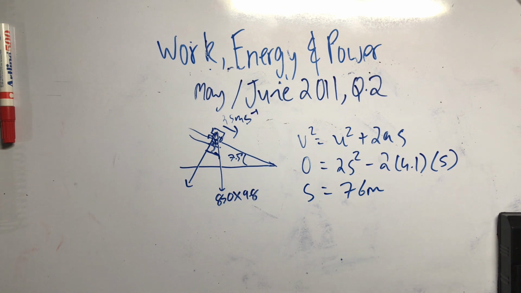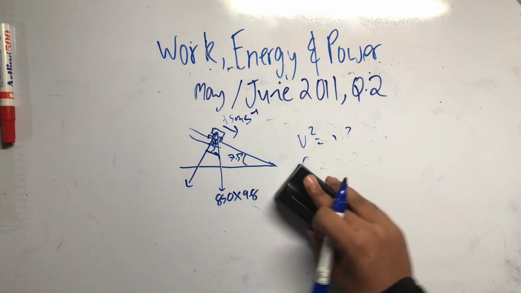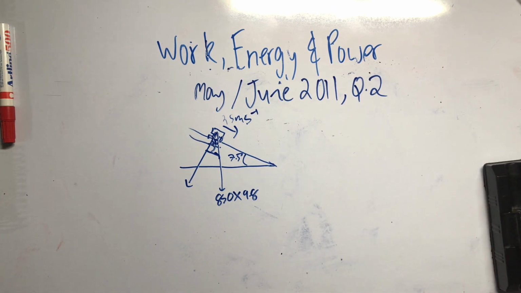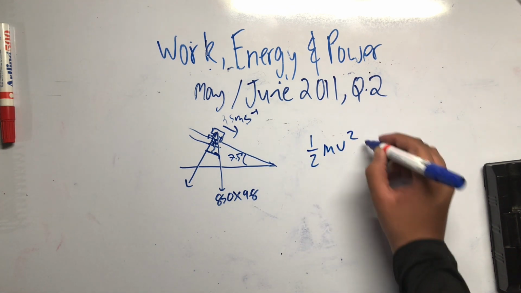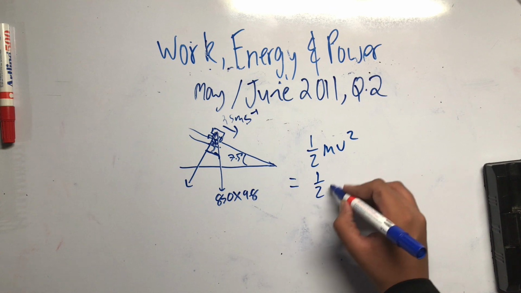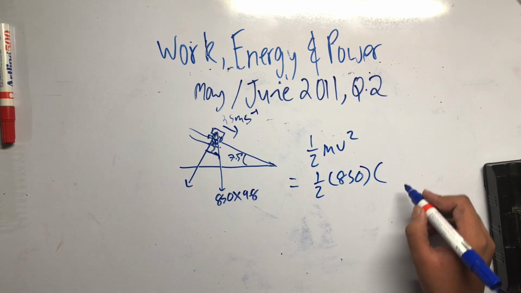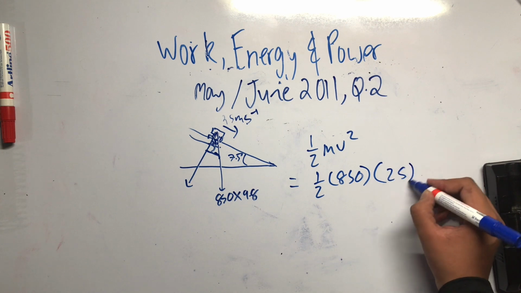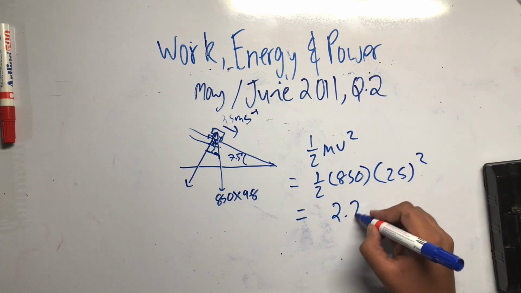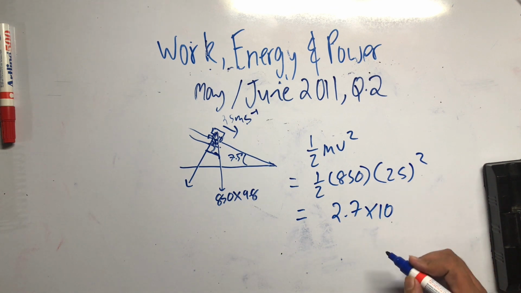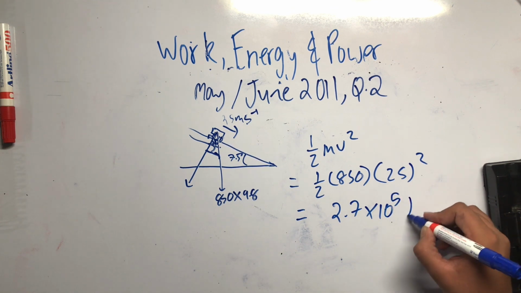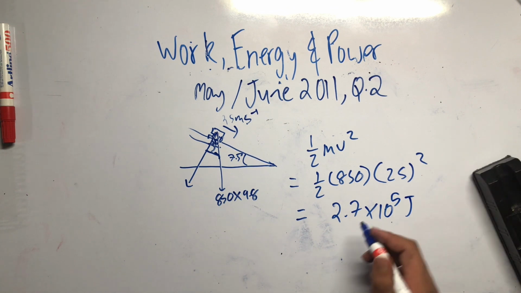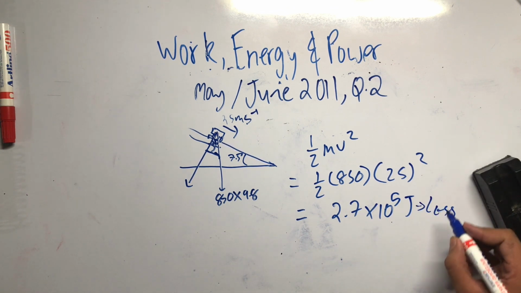Now the second last part of the question asks about the loss of kinetic energy of the car, which is equal to 1 upon 2 mv squared. This is 1 upon 2 times the mass of the car times the velocity of the car, 25, squared, which is equal to 2.7 times 10 raised to 5 joules. So this is the loss in the kinetic energy.